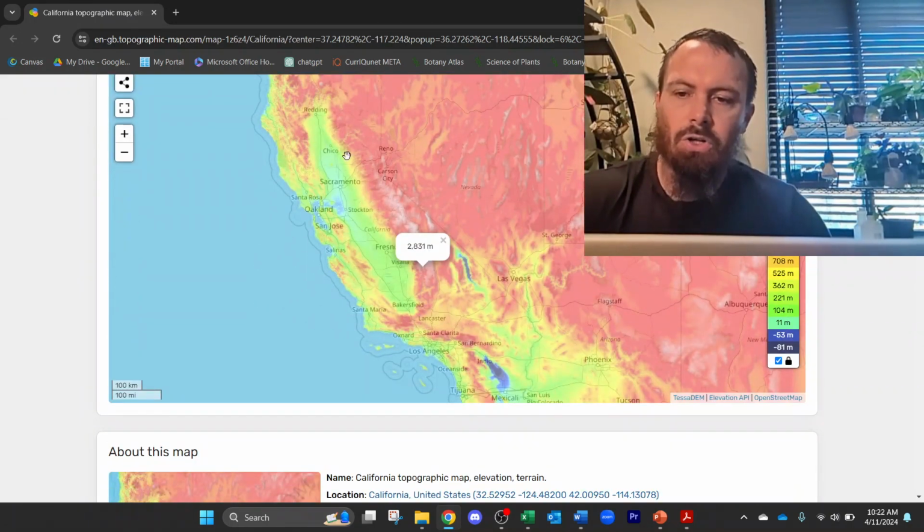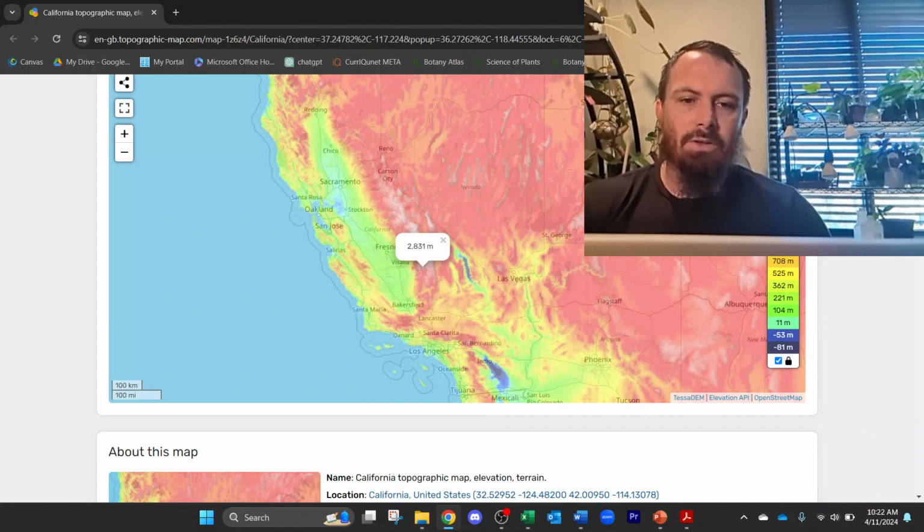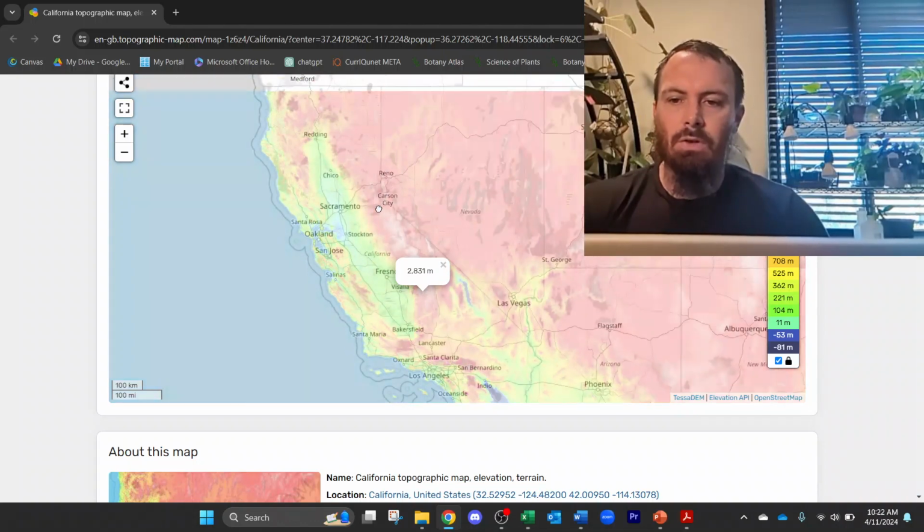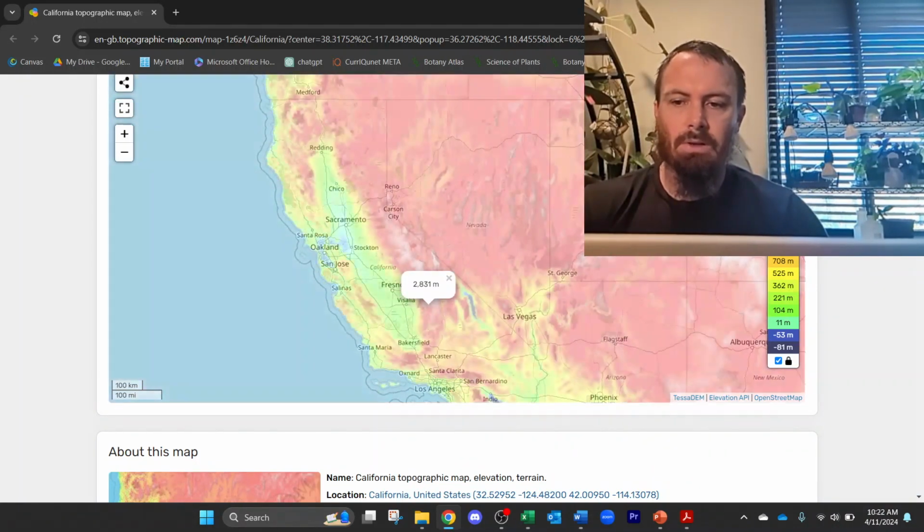Here's the California topography map. The darker red the color is, the higher up it is, until it gets to these lighter whites up there. And the greener it is, the lower the elevation is. So if you look at California, let it load back up, you can see that we have a red ring around California.